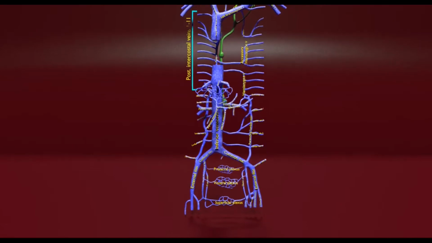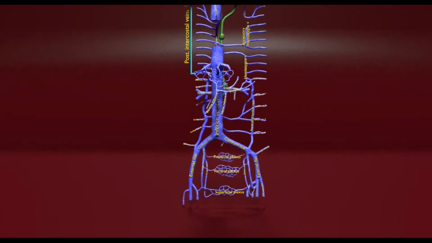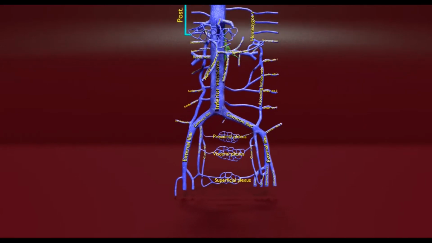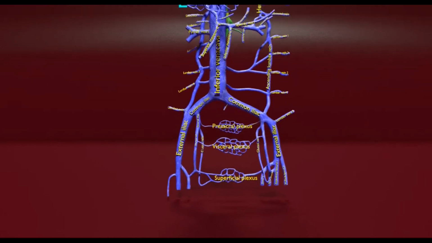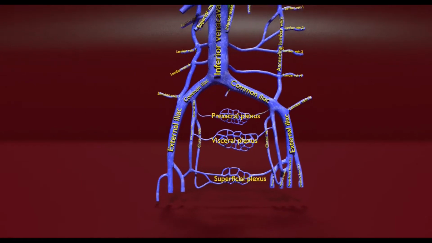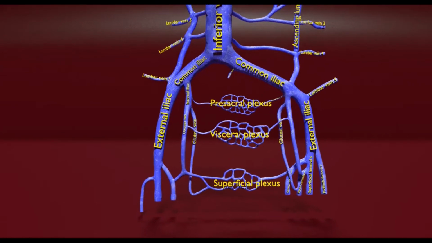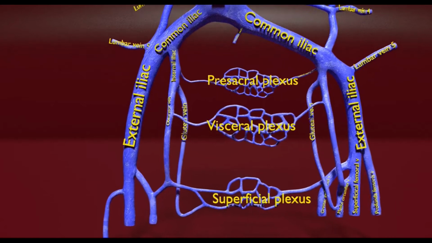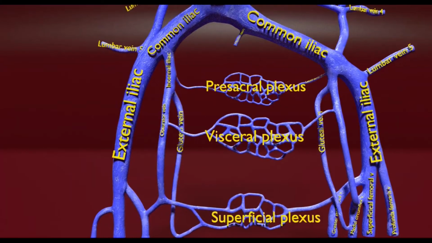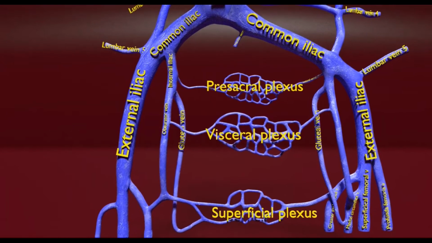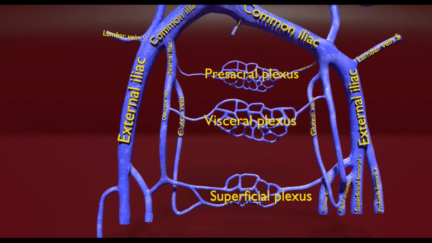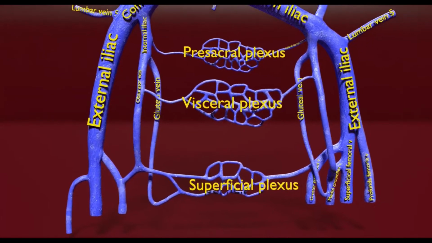As you can see, the three pelvic plexus are shown in this 3D model of the part of the venous systems of the human body. These three plexus are the superficial plexus, the visceral plexus and the presacral plexus from bottom to top, which drain into the femoral vein, obturator vein and internal iliac vein respectively.